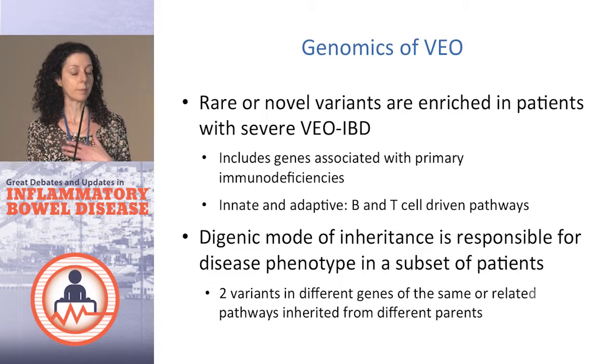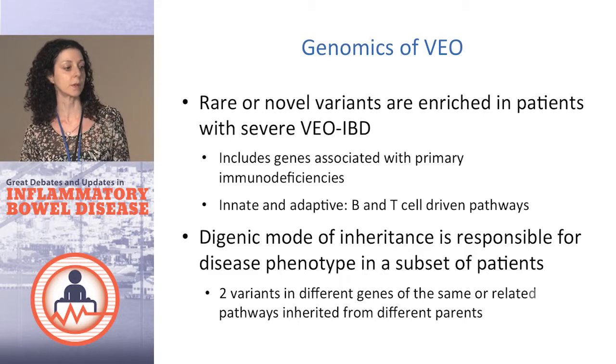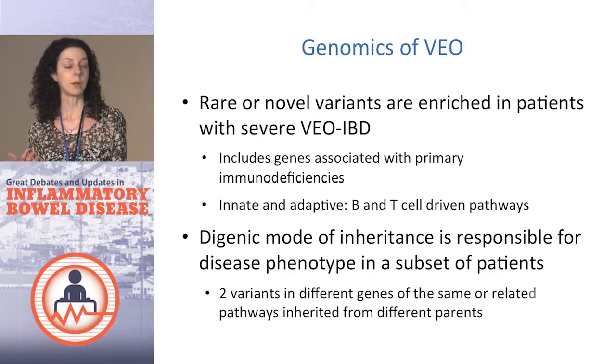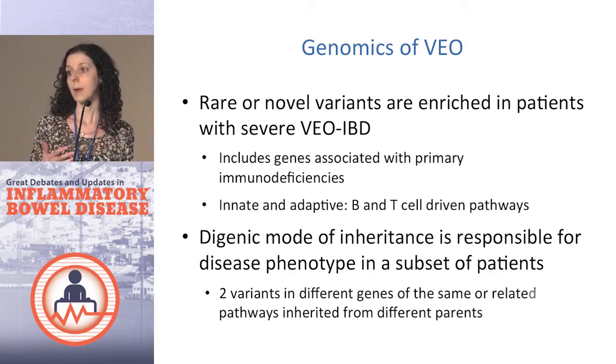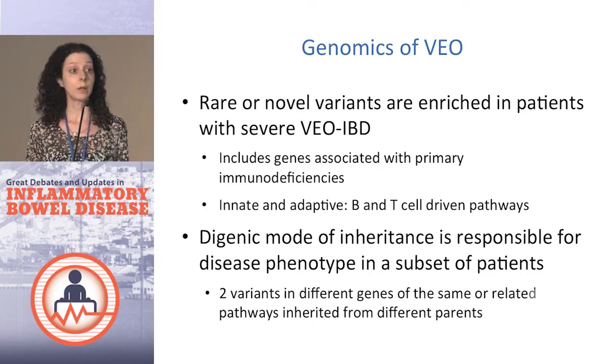And our hypothesis at CHOP, but in a lot of centers as well, most centers, is that there are rare and novel variants that are enriched in this patient population involving the immunodeficiency pathways, both the innate and the adaptive pathways, including a large B cell abnormality as well as this digenic mode of inheritance.